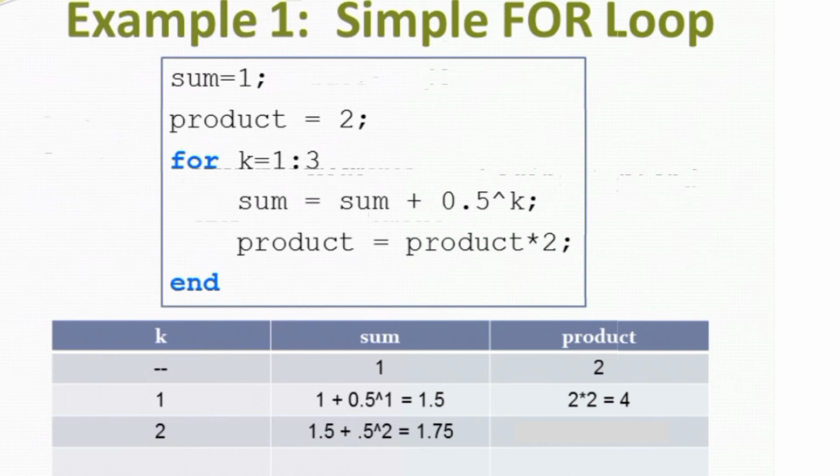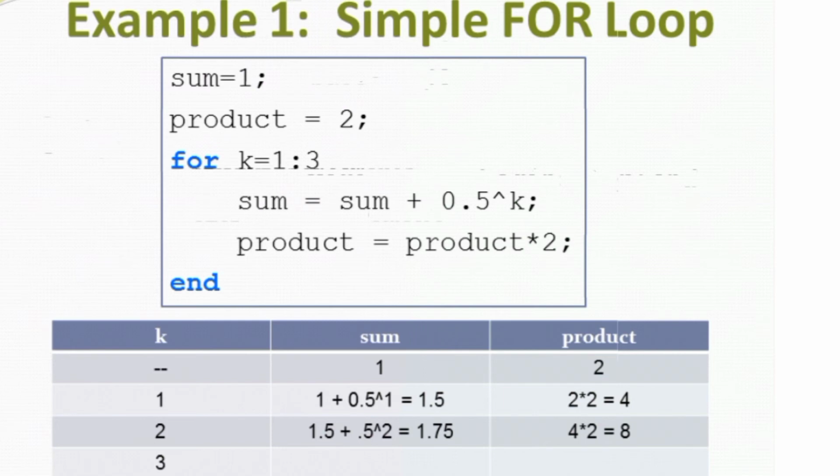Product, again, we updated the value to 4. So now when we multiply by 2, we have 4 times 2 is 8. 8 is now the new value for product. Again, we still have more values of k to go through. So now k increments to 3. We then perform our 2 calculations.